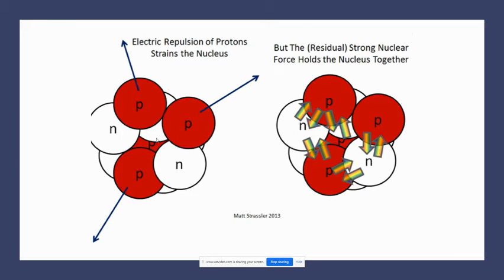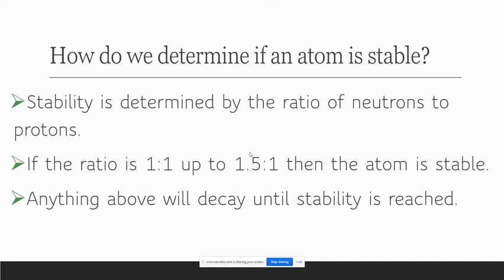This is what I was talking about with the strong force. Again, normally we would expect our protons to be pushing one another apart. Instead, they actually hold together, and that strong force is what holds it together. So how do we determine if an atom is stable? Well, the stability is determined by the ratio of neutrons to protons. If that ratio is about 1 to 1, then we're pretty stable. If, however, we get to be like 1.5 to 1, then the atom starts to become unstable.